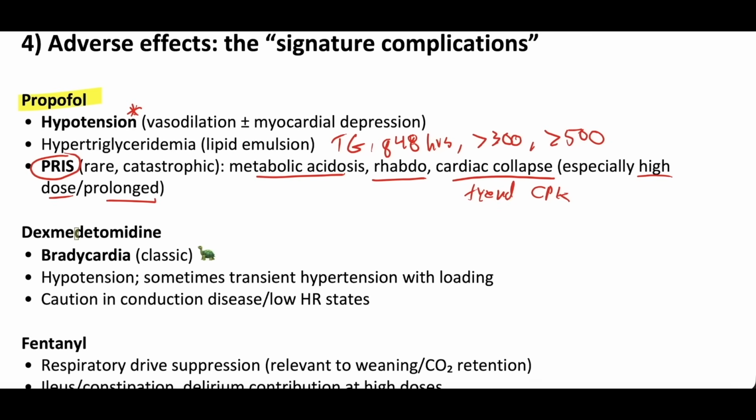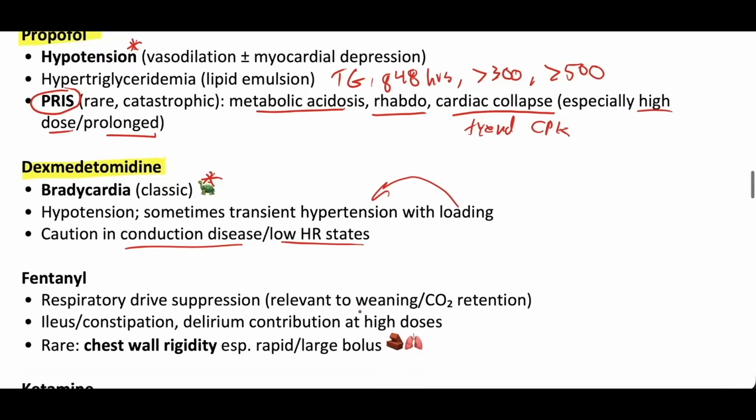All right, signature adverse effects for dexmedetomidine. We talked about bradycardia. Bradycardia is the classic adverse effect. It can sometimes cause hypotension if you do load it, which we don't load it, but if you do, sometimes there can be this transient hypertension that can happen. And you should be really cautious with this drug in conduction disease or low heart rate states, because bradycardia is just such a classic adverse effect.